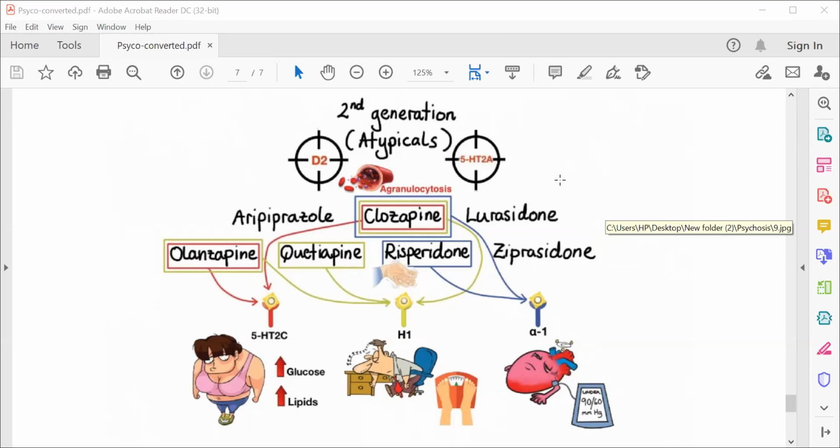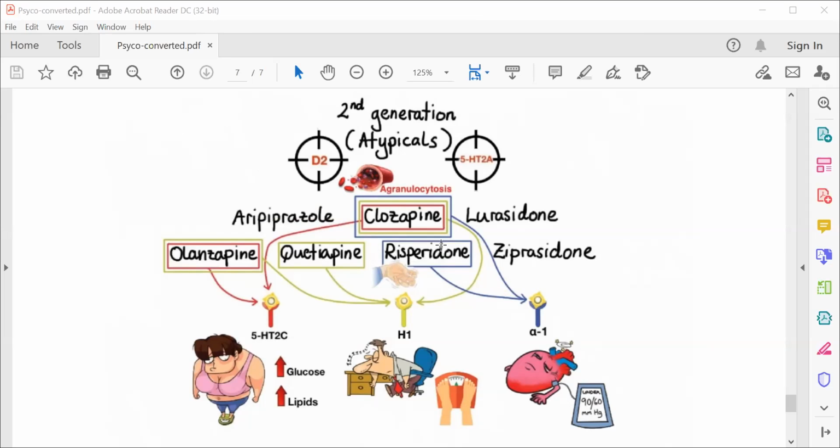In the mesocortical? No, we said which part of the brain is associated with the EPS? Nucleus striatum. Thank you, Noha. Thank you, Samar. Yes, exactly. So because Risperidone and Paliperidone bind firmly to D2 receptors in the nigrostriatal pathway, leading to extrapyramidal side effects.